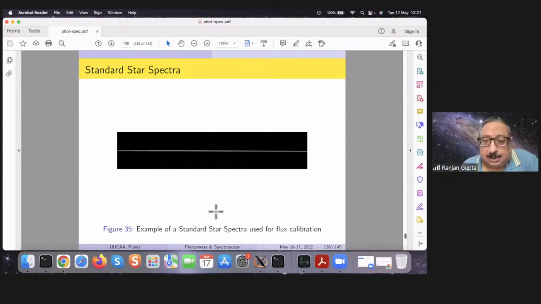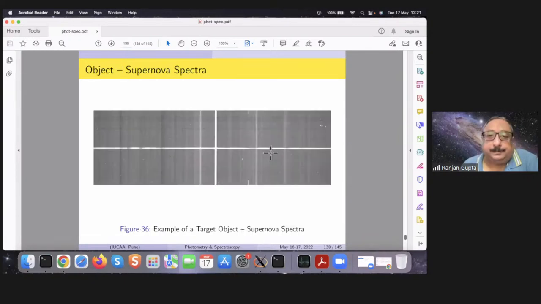And this is a standard star. In this case, you can barely see some dips here, which is a hot star. And this is what the star spectrum will be on the CCD. Most of it, this part is sky. Only the star has come in the slit. And this is the interesting object, which was in this case a supernova. And of course, there is a bright atmosphere light coming in through the slit. But this is a supernova spectrum here.